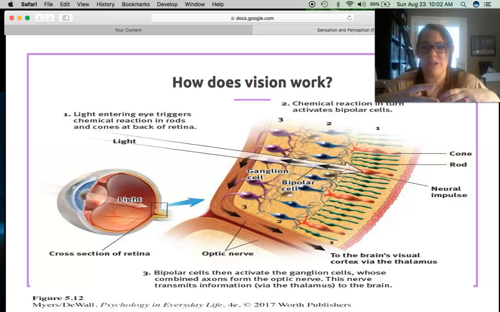So how does vision work at all? Light waves are entering into what we call our rods and cones at the back of our retina, and rods and cones are going to help us perceive color. Those rods and cones are the ones that make that chemical reaction happen, moving from a light wave into a neural impulse. Those neural impulses are going to go through our optic nerve, to our thalamus, and then finally back to our occipital lobe.